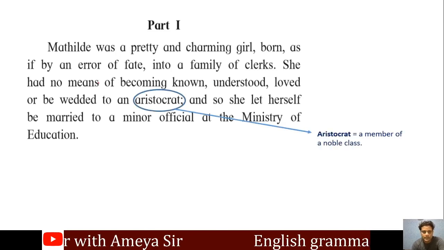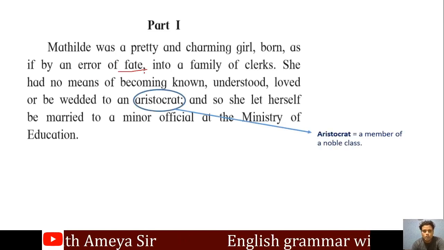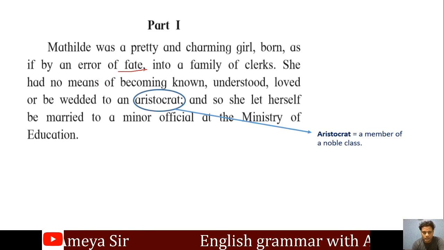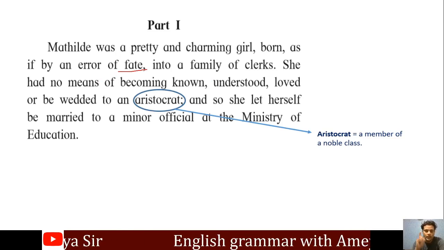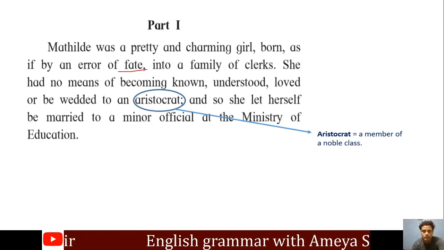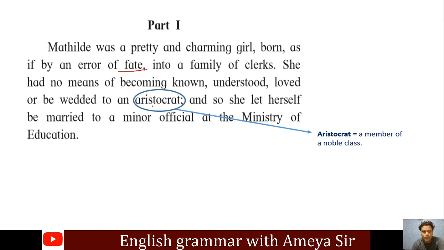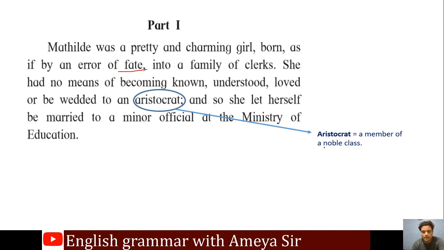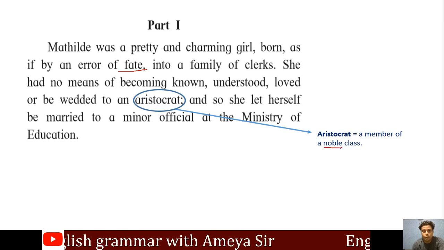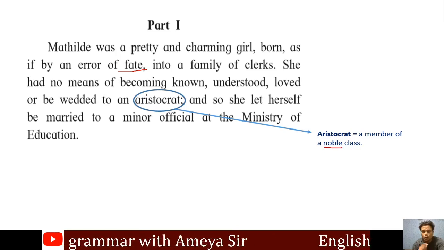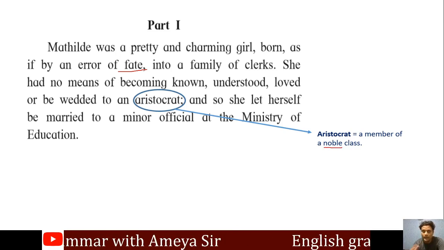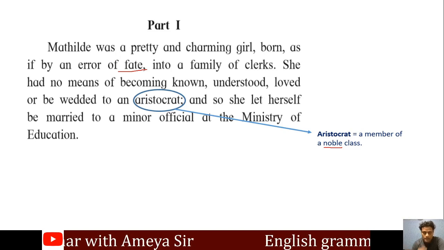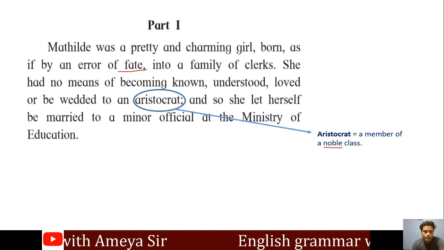Fate is destiny, by the way. This word fate is not F-A-I-T-H, guys. This is fate, which means destiny or luck. Aristocrat is a member of a noble class. Remember, there is a difference if you say N-O-B-L-E and N-O-B-E-L. That's for the Nobel Prize. This one is noble, N-O-B-L-E.